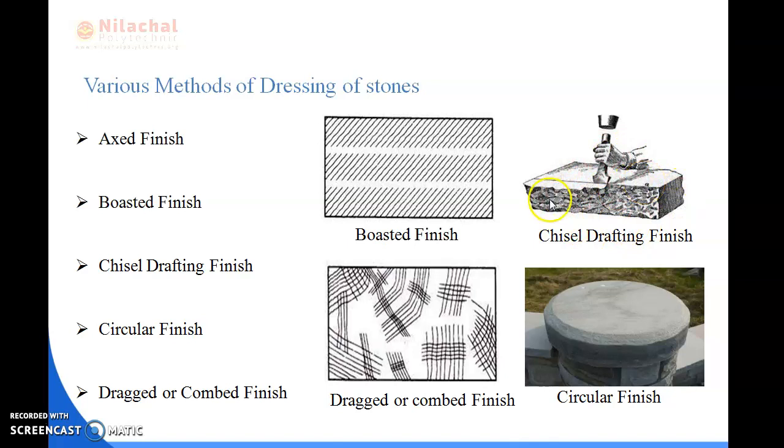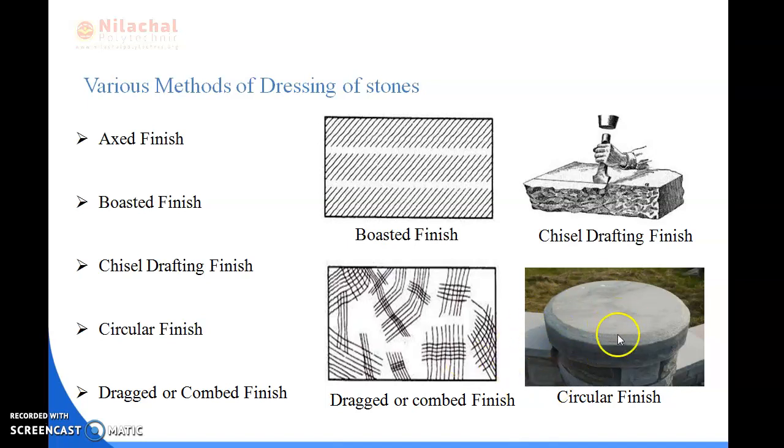Okay, next is circular finish. Here is a diagram. In this type of finish, the surface of the stone is made round, or any type of circular shape, as in the case of a column. You have seen in apartments, malls, or construction that the column is circular. So we can say that it is a circular finish.